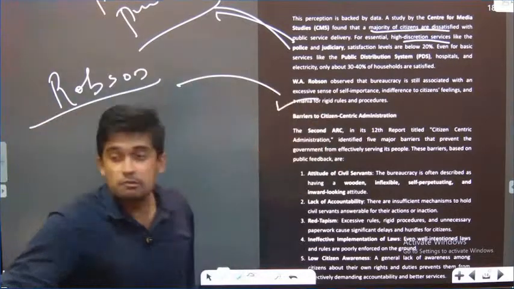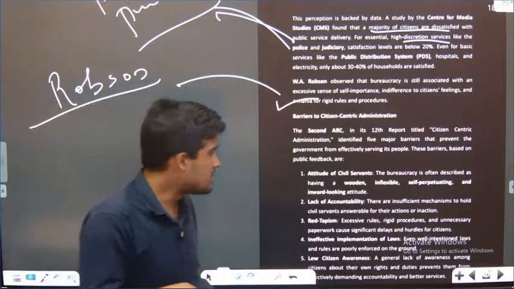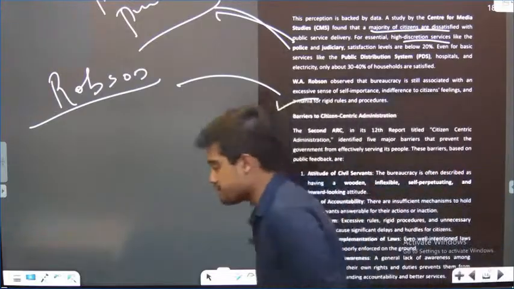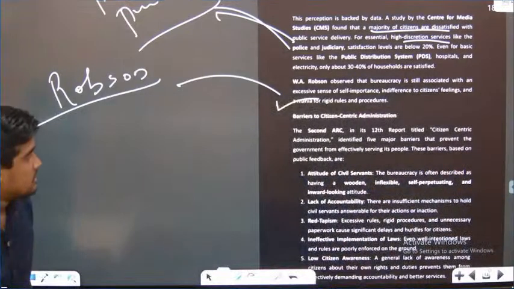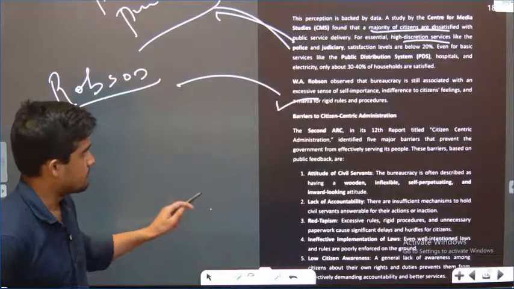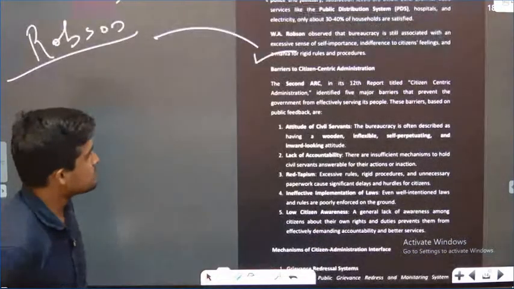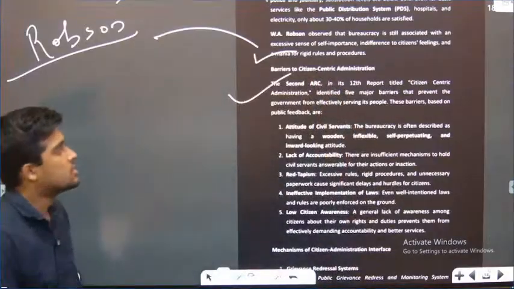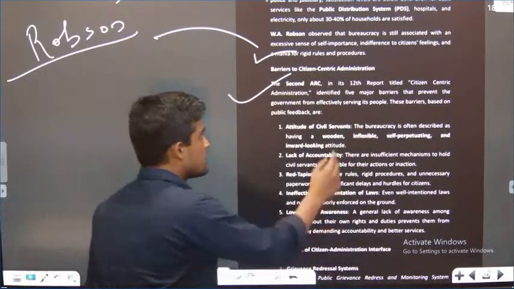Mania for rigid rules and procedures. Whatever they do, they'll do according to this rule or this procedure they'll follow. Then, barriers to citizen-centric administration: the Second ARC in its 12th report.